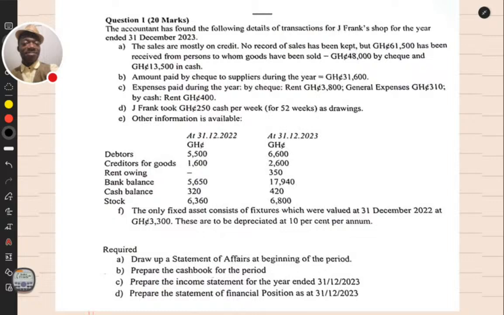So let's go straight to the question. The accountant has found the following details of transactions for J. Frank Shop for the year ended 31st December 2023. We have transactions A to F. Required: A, draw up a statement of affairs at the beginning of the period. B, prepare the cash book for the period. C, prepare the income statement for the year ended 31st December 2023. Lastly, prepare the statement of financial position as at that date.